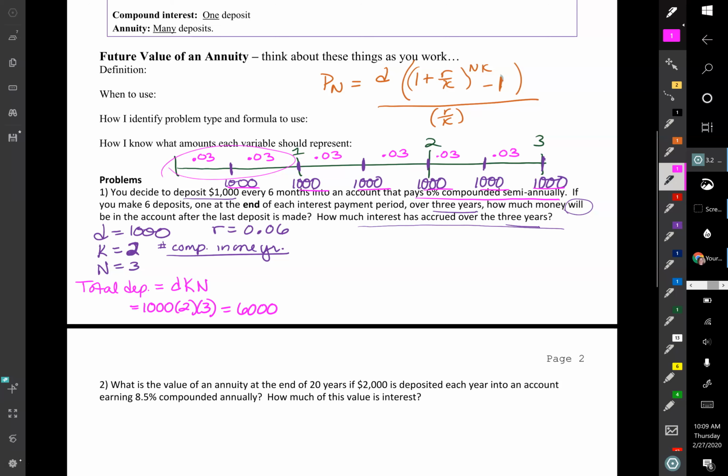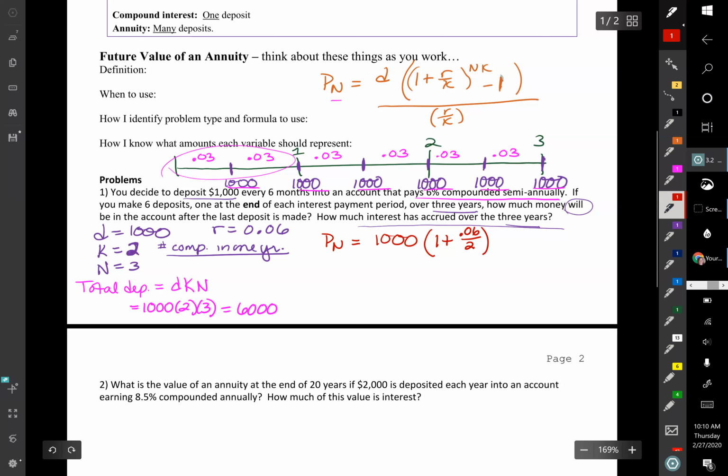So now we're going to plug into this formula up here. We're going to find P sub n equals D, which is 1,000, times quantity 1 plus 0.06 over 2, or you could just put the 0.03 in there, to the power of parentheses, our N is 3, our K is 2, so 3 times 2, make sure you use parentheses if you're typing in a calculator, minus 1, and then I also want to have parentheses around that, all divided by 0.06 over 2. And then you're going to crunch the numbers.